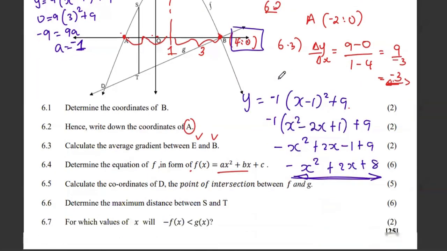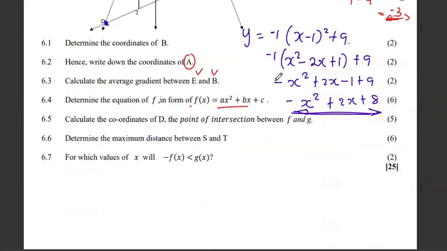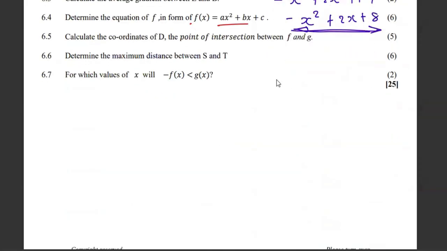Then calculate the coordinates of D. Where is D? D is a point where the two graphs are meeting. So when two graphs are meeting, the two equations must be equated to each other. So meaning that negative x squared plus 2x plus 8 should be equivalent to x minus 4.